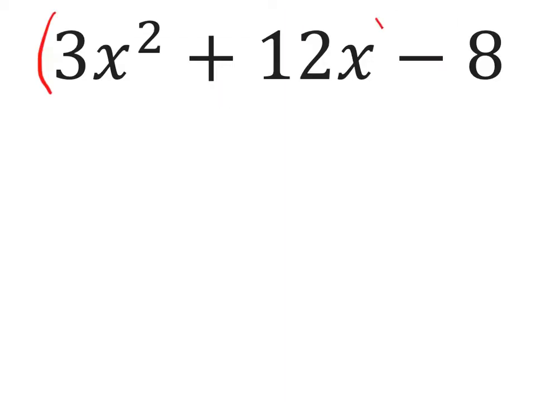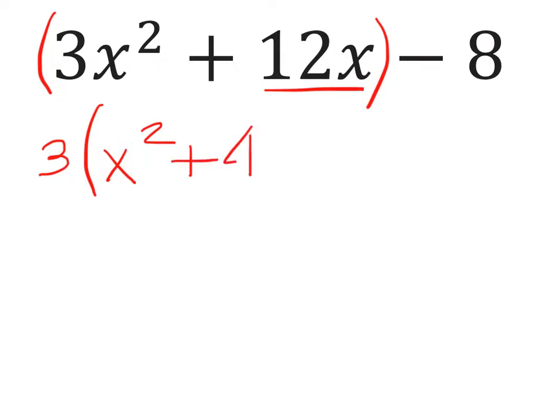Let's group these two together. We need to get rid of the 3. So we'll put the 3 here, parenthesis. 3x squared divided by 3 leaves me with x squared. 12x divided by 3 leaves me with 4x. Leave a space. Close the quantity. And then minus 8.